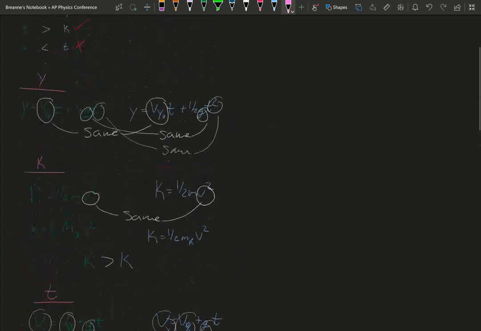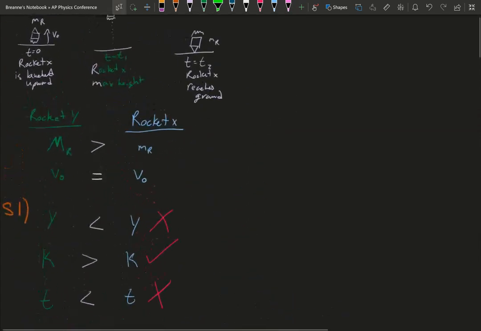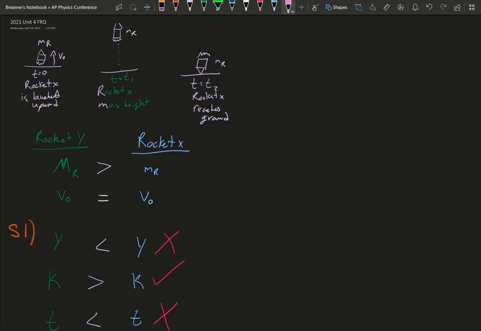So let's go back to our drawing. Zoom in here. So we're just worrying about beginning and end. We're not necessarily worrying about stuff in... we're trying to find max height. So we do have to worry about the stuff in the middle. So we're just going to go from the beginning to the maximum height. We're not worrying about the end.